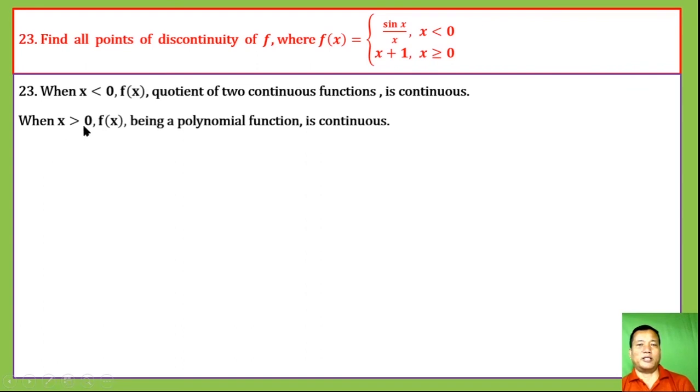When x is greater than 0, positive, f of x being a polynomial function is continuous.